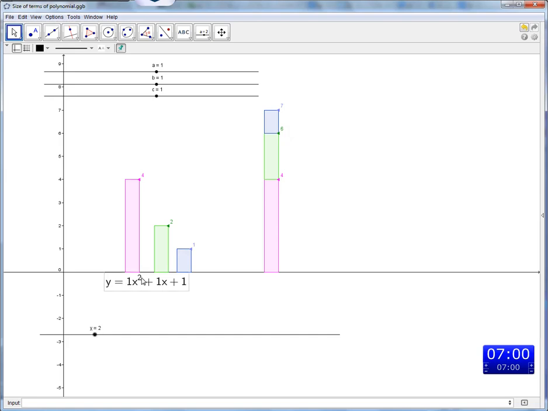If I move it over to 3, what should this be worth? It should be 9, this should be 3, and this should be still 1. There's 9, there's 3, there's 1.